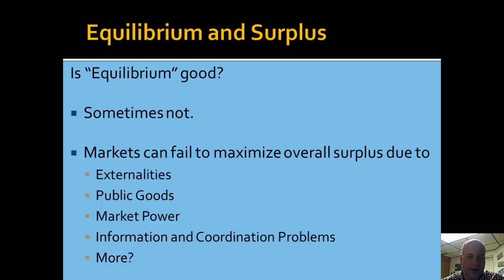Sometimes it's not, however, and we're going to talk about several ways in the chapters to come about reasons why equilibrium might not be the best outcome. Markets can sometimes fail to maximize overall surplus due to a number of different cases, in particular when externalities are present, in markets for public goods, in markets where firms or buyers have some sort of market power, and in places where information and coordination problems stop a market from fully functioning or reaching the efficient level of output.